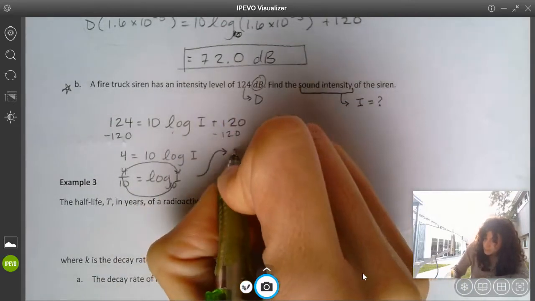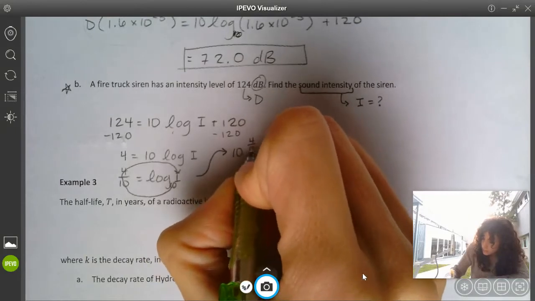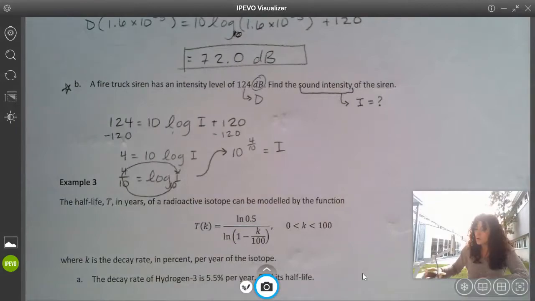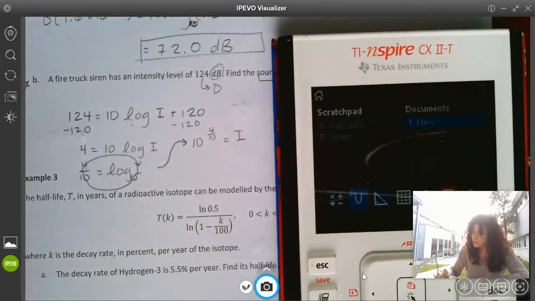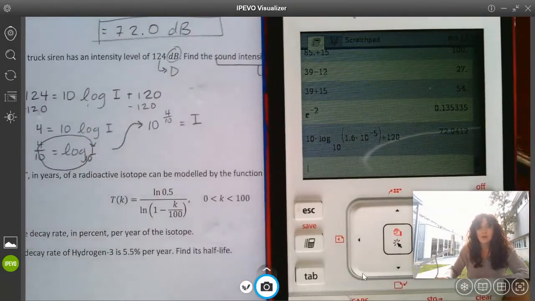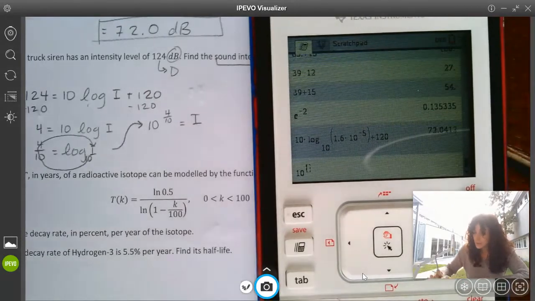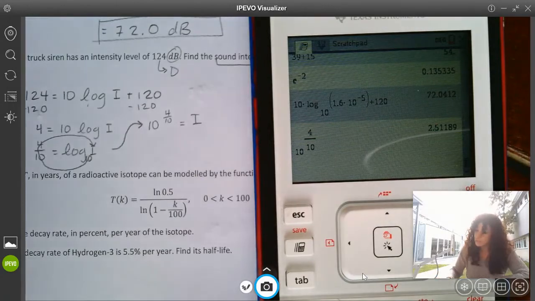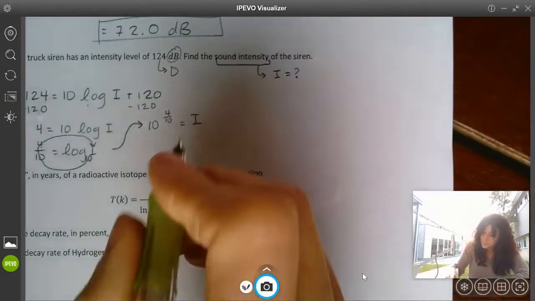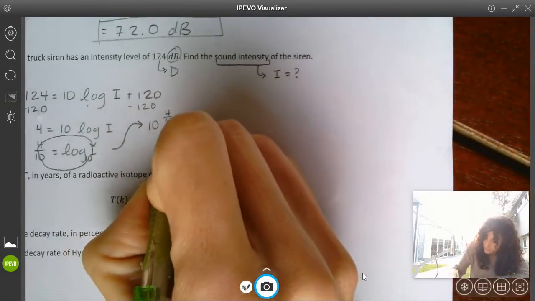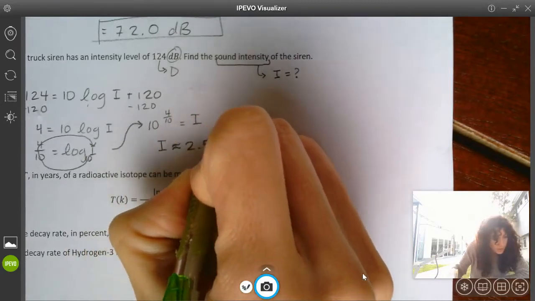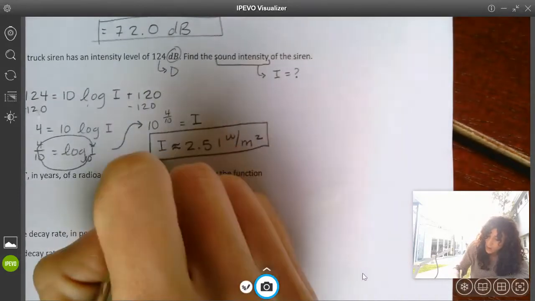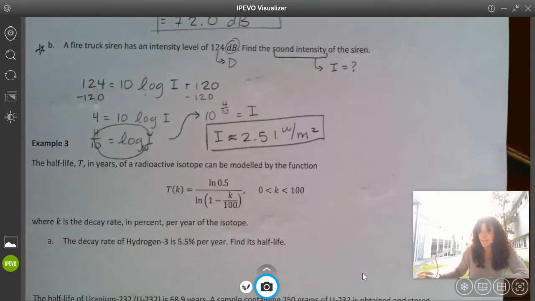divisible 10. So if I just do 10 to the 4 divided by 10, I get approximately 2.51 watts per meters squared. If you did numerical solve, you got the same answer, right?